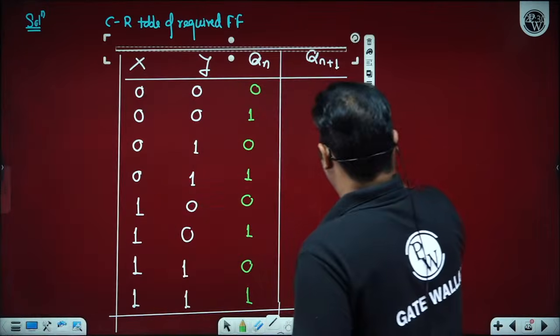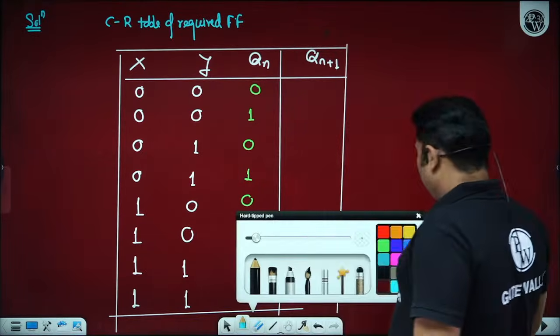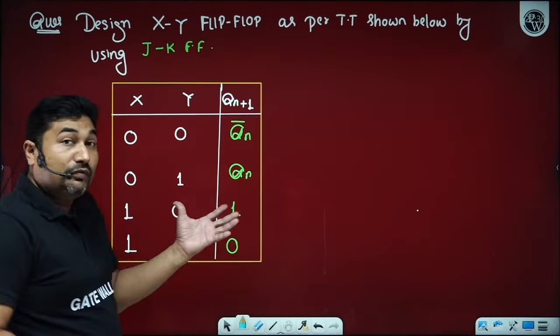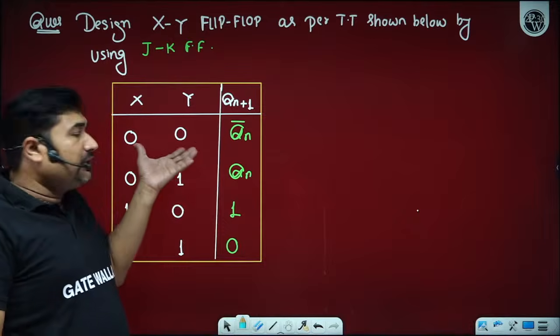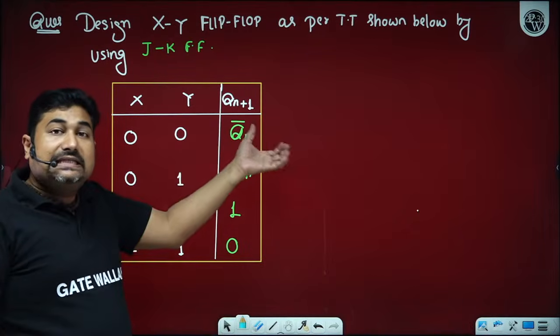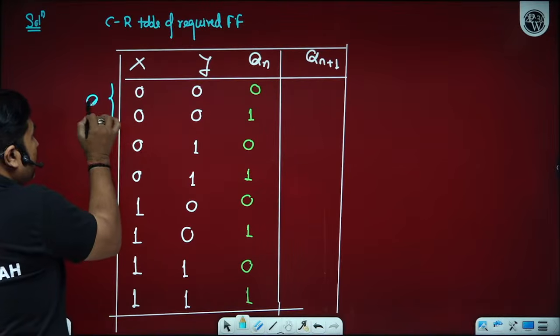First of all, you have to write the characteristic table of the required flip-flop. In order to fill this table, we have to follow the truth table. What do we want to design? We want to design a flip-flop which gives, for an input 0, 0, next state Qn complement.